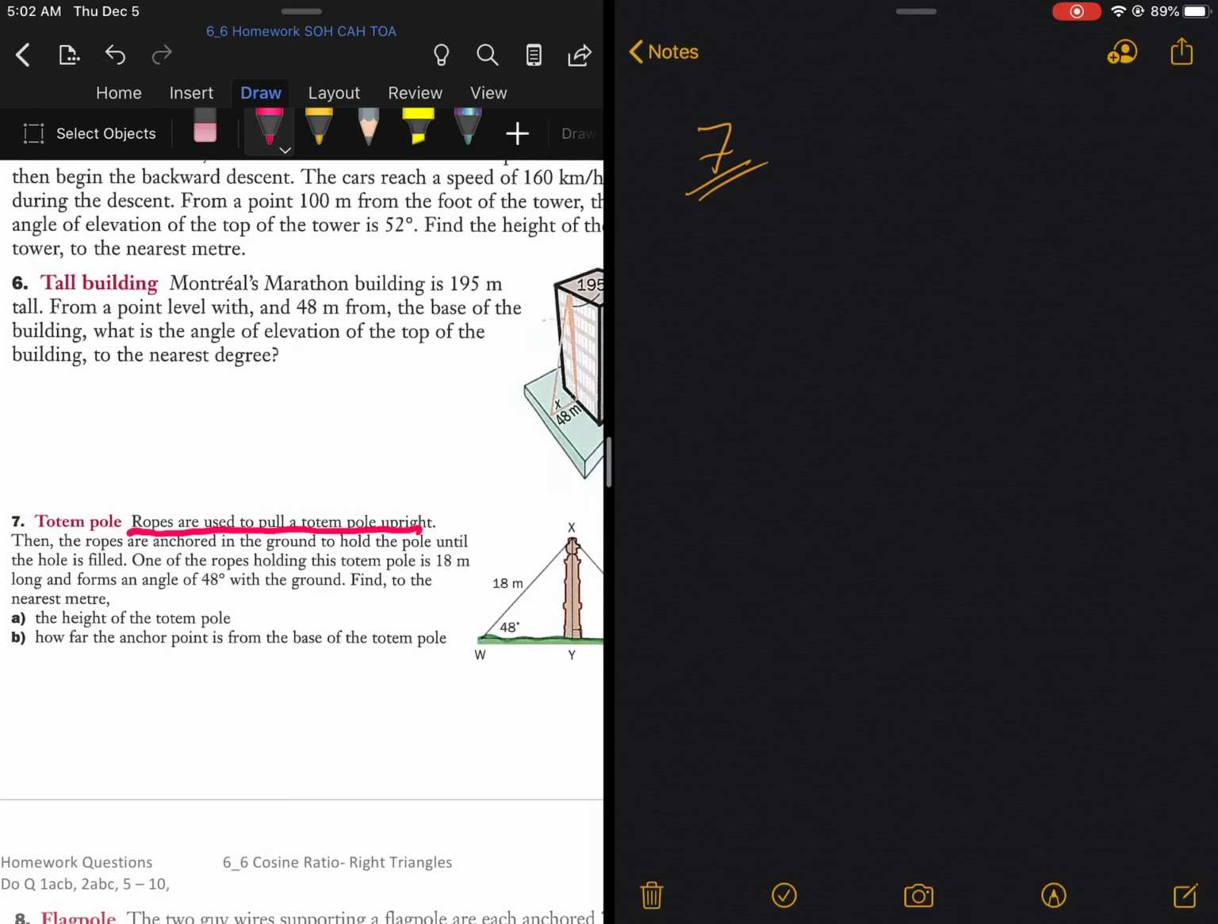Question 7. Ropes are used to pull a totem pole upright. Then the ropes are anchored to the ground to hold the pole until the hole is filled. Okay.